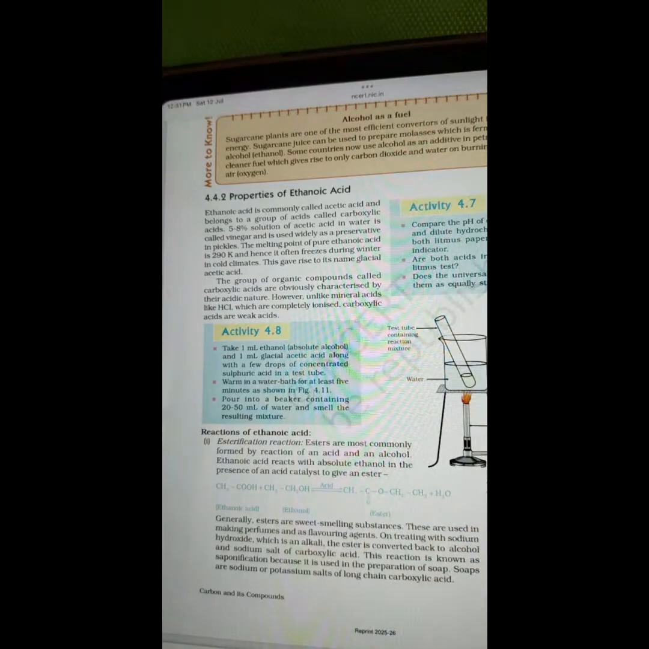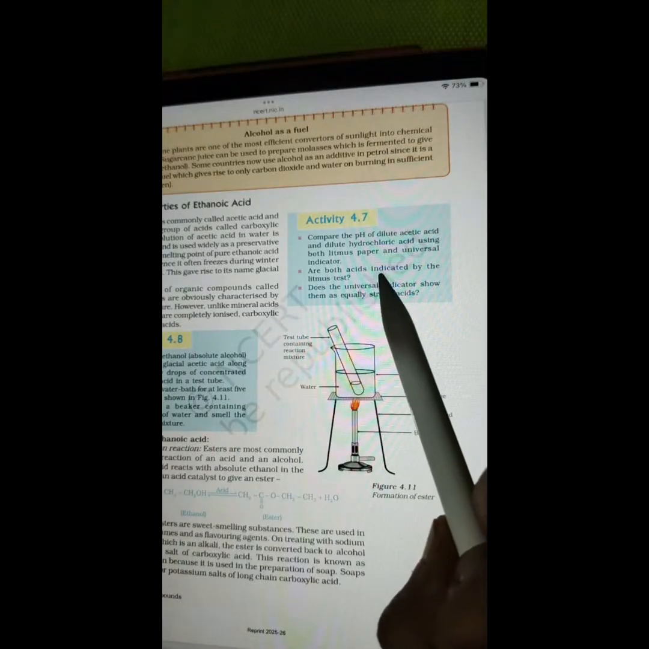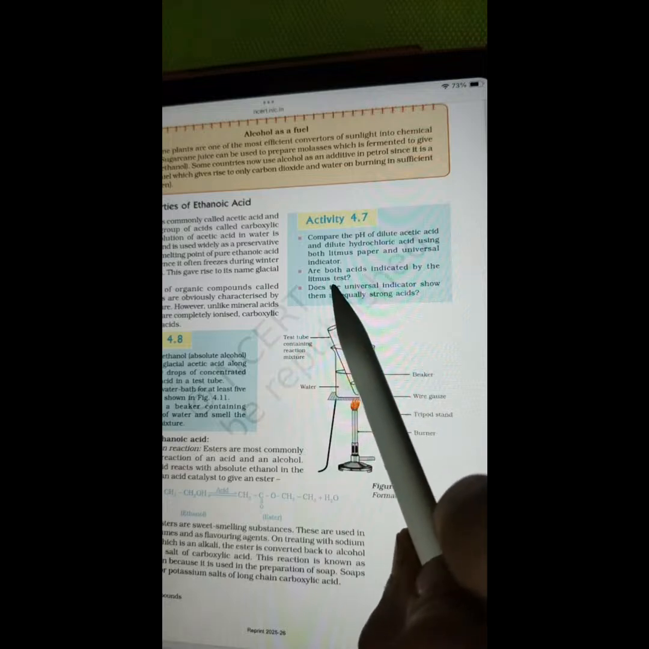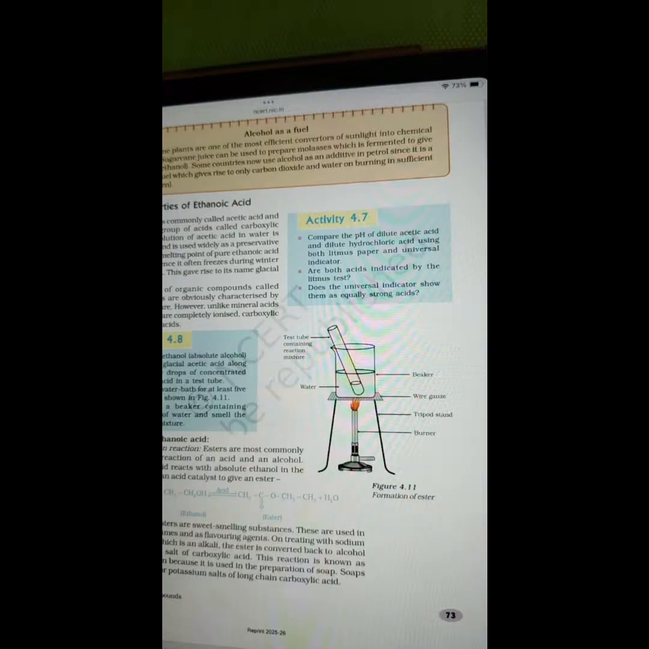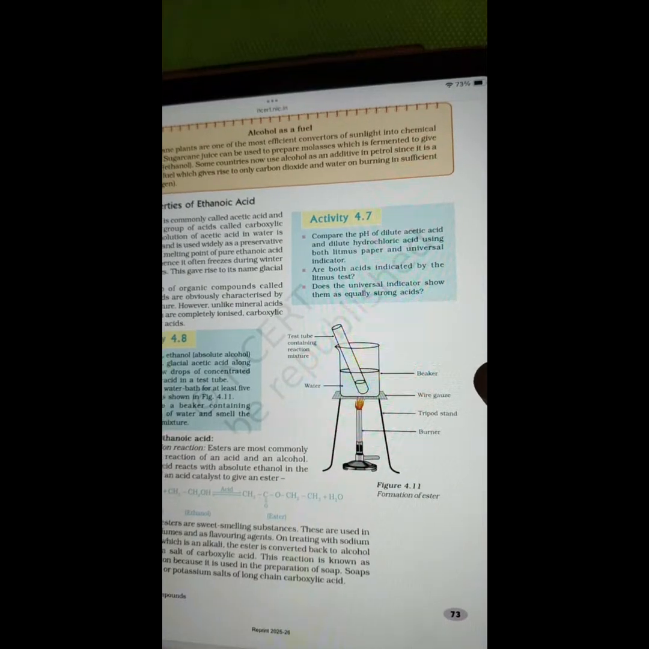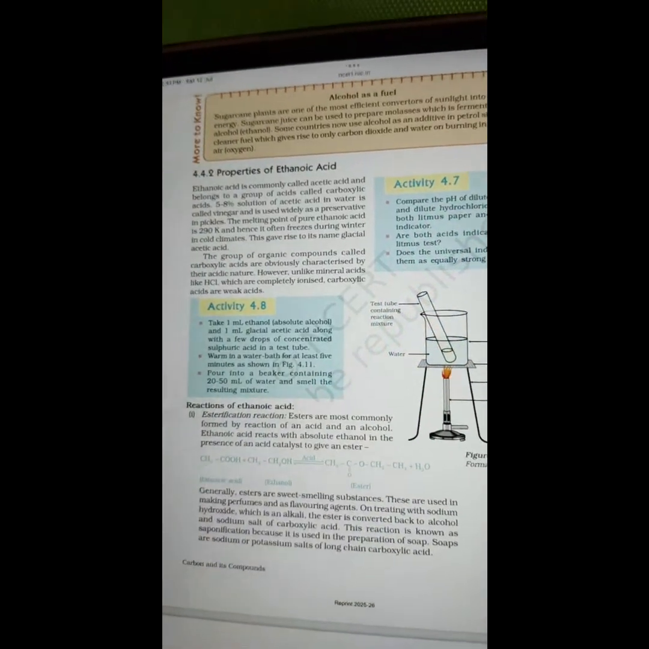The group of organic compounds called carboxylic acids are characterized by their acidic nature. However, unlike mineral acids like HCl, which are completely ionized, carboxylic acids are weak acids. Activity 4.7. Compare the pH of dilute acetic acid and dilute hydrochloric acid using both litmus paper and universal indicator. Are both acids indicated by the litmus test? Does the universal indicator show them as equally strong acids?